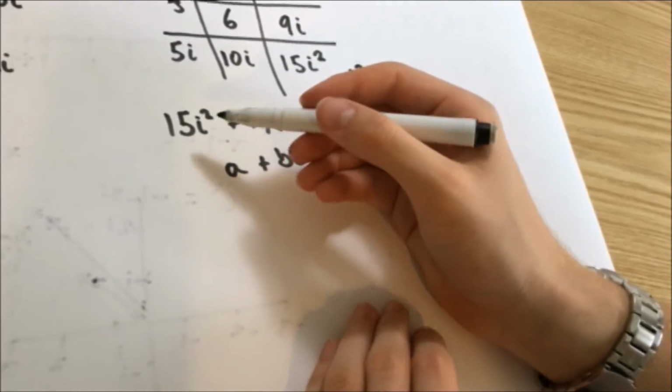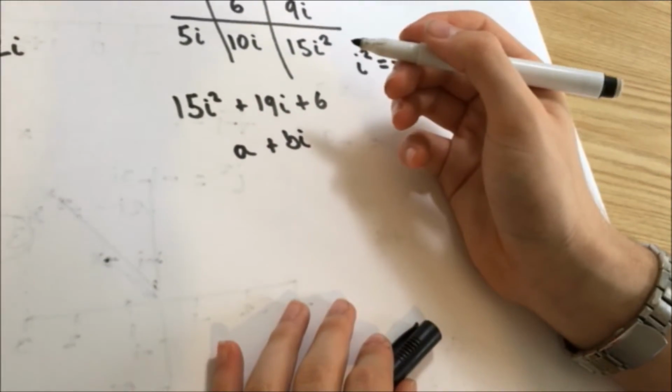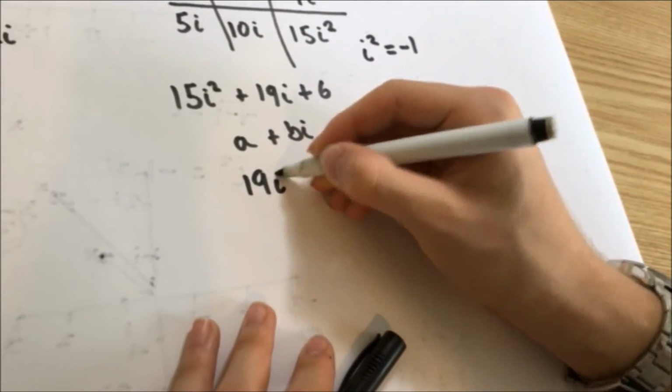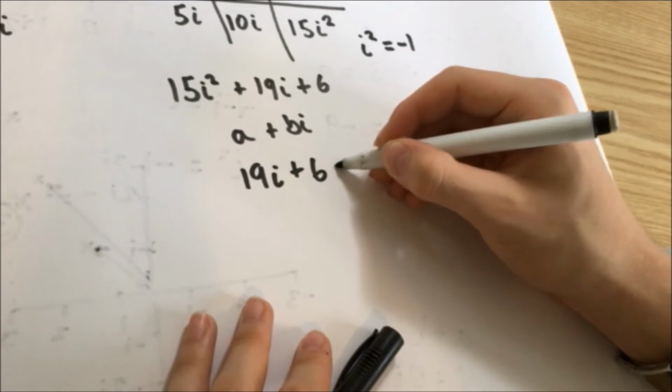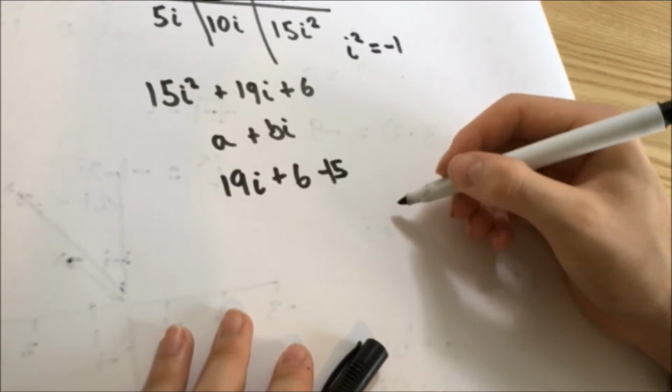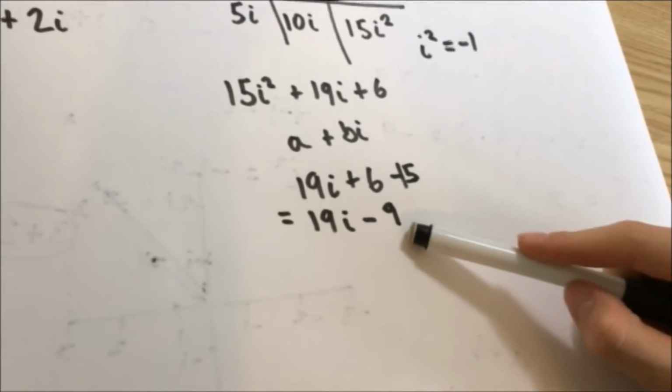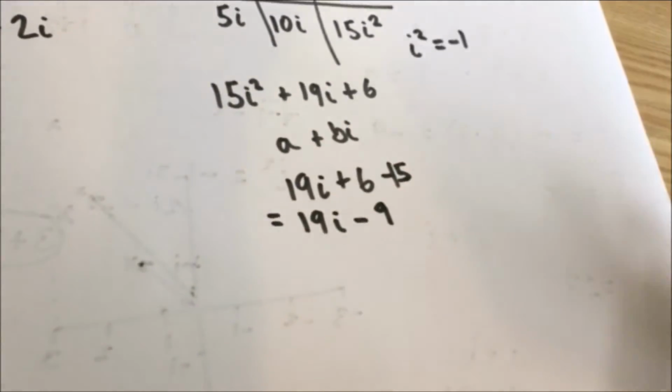So 15i squared is negative 15. So we can rewrite this as 19i plus 6 minus 15, or if we want, 19i minus 9. And suddenly, this is a complex number again. So we can expand on this.